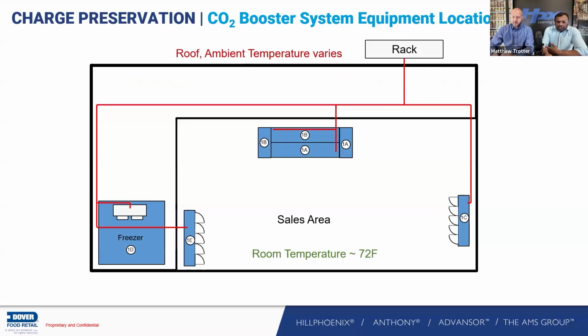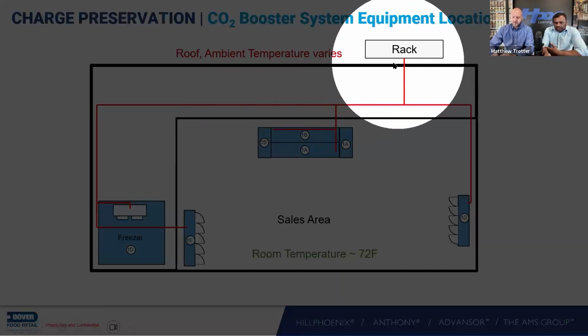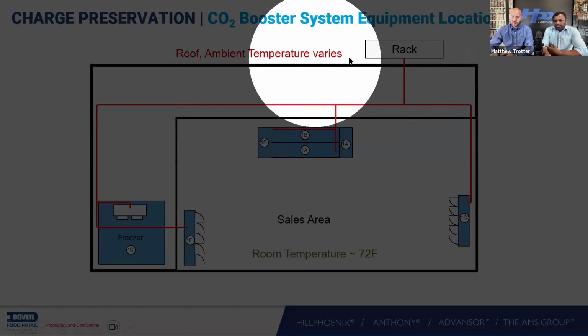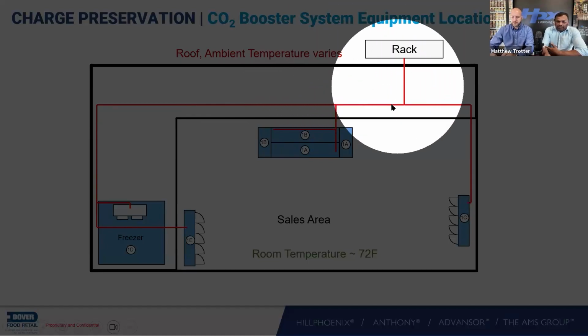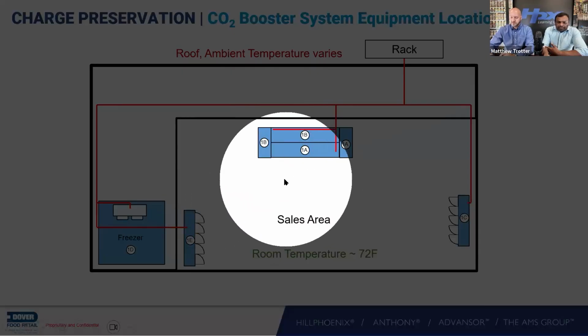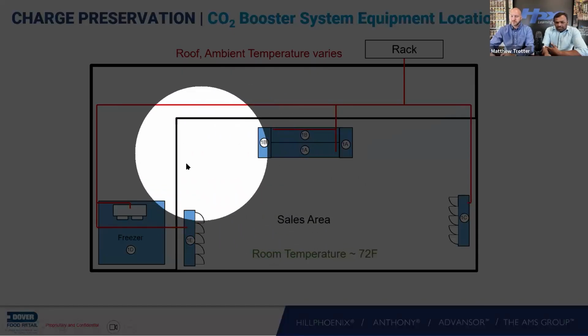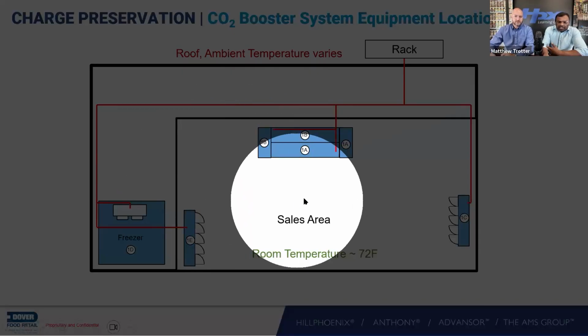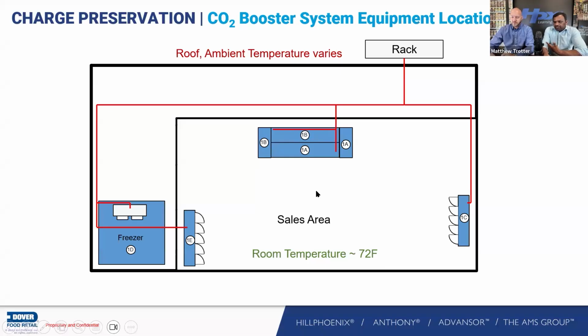And if you go to the other equipment location, it can be an outdoor location where the rack is on the roof, and the gas cooler will be on the roof, and the receiver will be on the roof, and then the liquid and the suction piping coming to the cases. So the case on the sales floor, or the store design, will be like 72 degrees at the time of power loss.